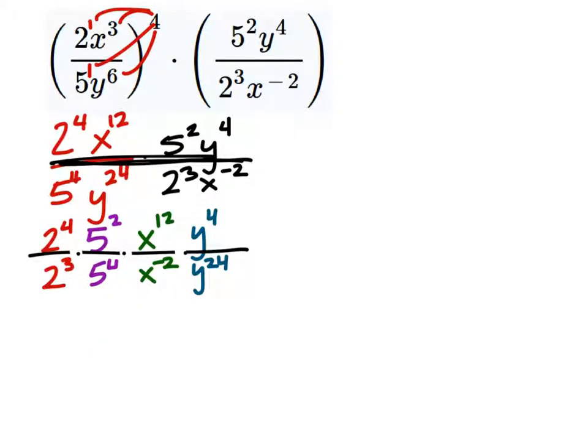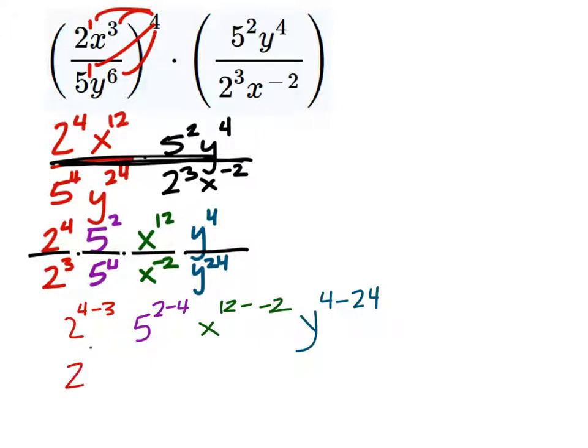All right, well, working with the 2's, that's going to be 2 to the power of 4 minus 3. 5 will be 5 to the power of 2 minus 4. Our x's, that's going to be 12 minus -2. And yeah, we do need to show that minus negative stuff. Well, then we got the y's, y to the power of 4 minus 24. So we end up with 2 to the power of 1, 5 to the power of -2, x to the power of 14, and y to the power of -20.